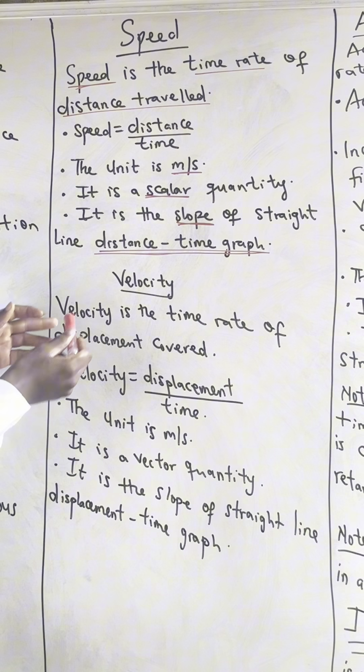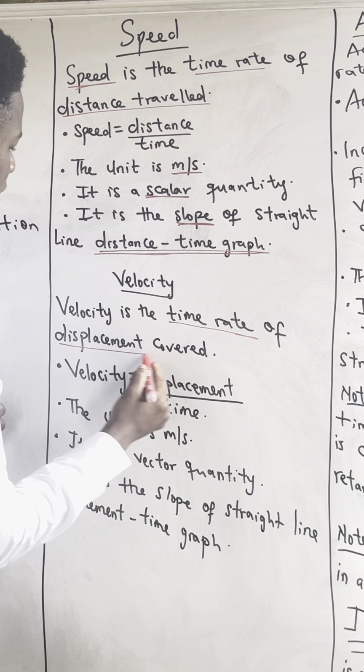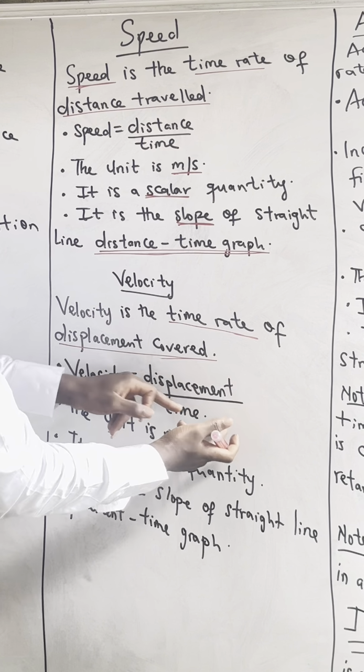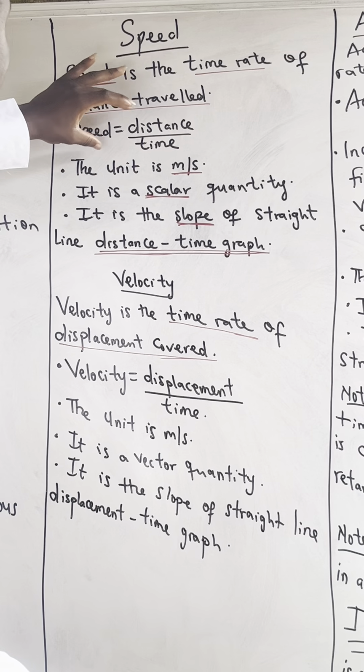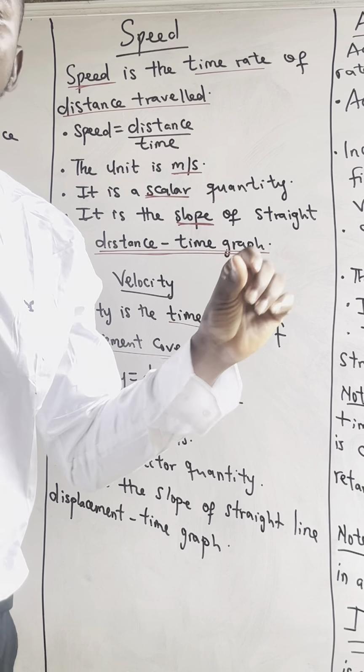The next thing now is velocity, guys. Velocity is the time rate of displacement covered. So this simply means that velocity will be equal to displacement over time. But speed is distance over time. But distance and displacement have the same unit.